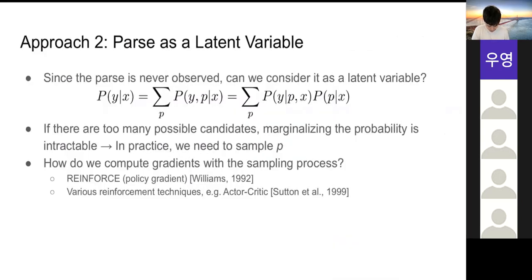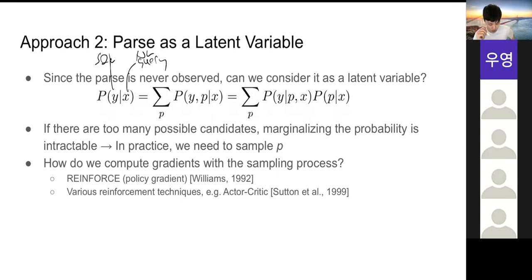And approach two is that you can try to consider the parse as a latent variable. So it's a more mathematical approach in that you're formulating this problem as a probabilistic model. Suppose that your target is Y. This is the target answer. And this is the input query, the natural language query, right? So what you're trying to compute is this probability distribution, P of Y given X, right?